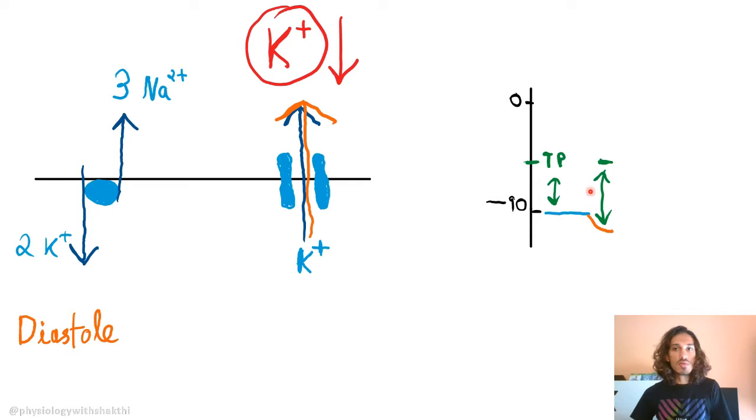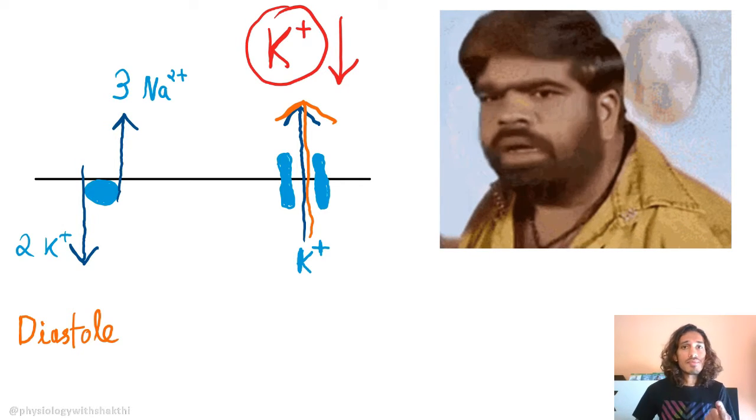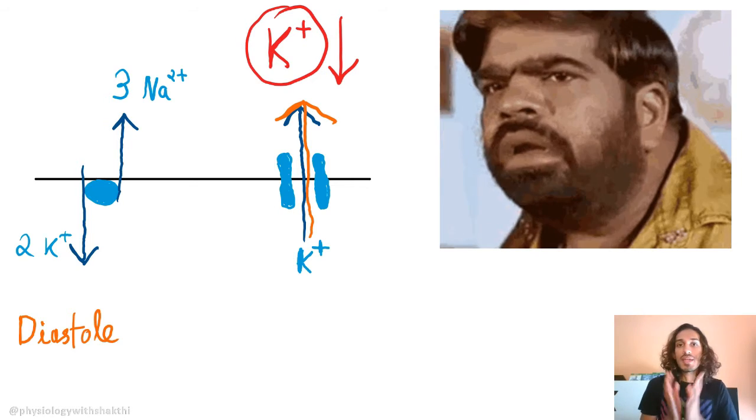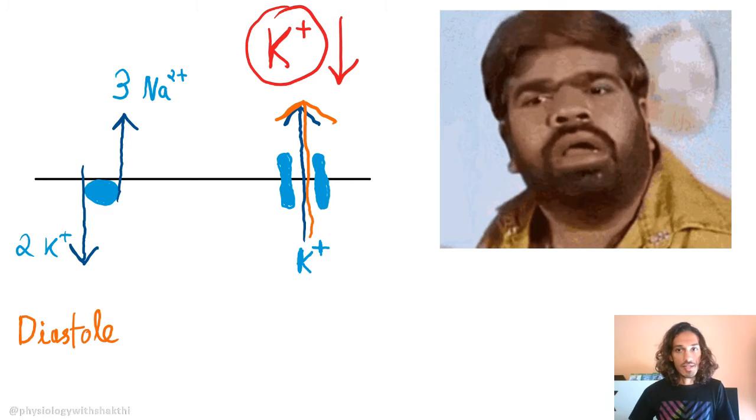Now what do you actually see? The difference between your threshold potential and your RMP has increased. This is kind of counterintuitive to what we learn, because when you learn about hypokalemia, generally we say that your cardiac muscle goes into hyperexcitability. This is where I'm pretty sure students must be having this sort of expression. That again is why I made this video, to help you understand what exactly happens. So let's take a look at it.